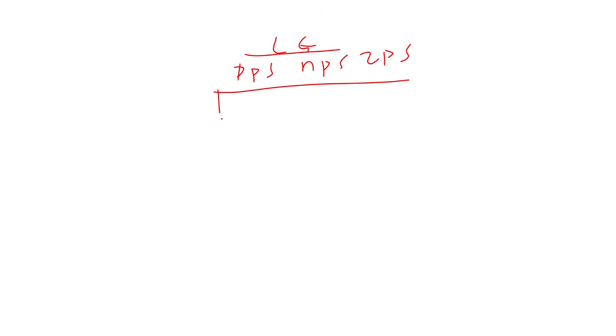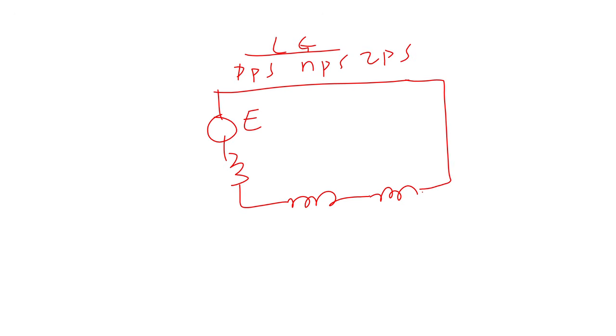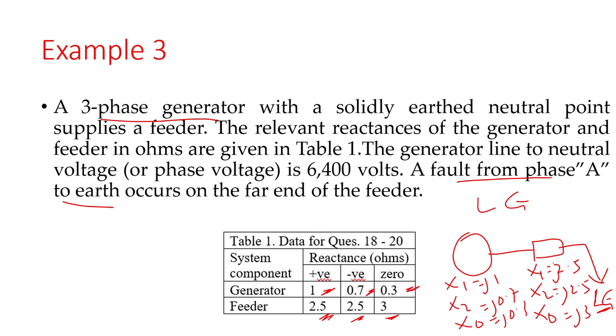And we have learned that for a line to ground fault, we need to find the PPS, the NPS, and the ZPS impedances, and I'm basically going to put them in series. Now, in this problem, we have been given a three-phase generator that is solidly earthed. So we just have to know the earthing system. Anytime the fault is to ground, you have to note that. If the fault was not to ground, I wouldn't have cared about the earthing system of the system.